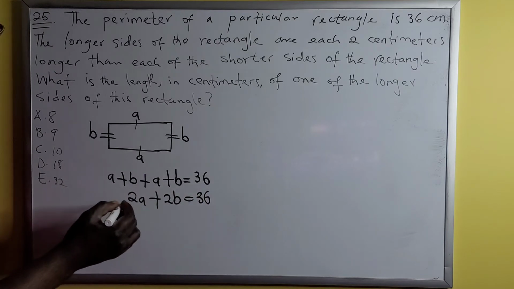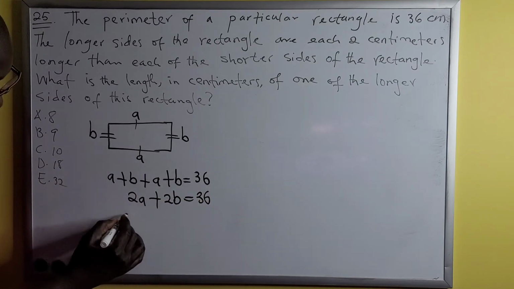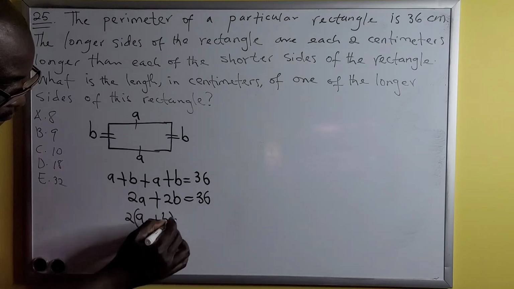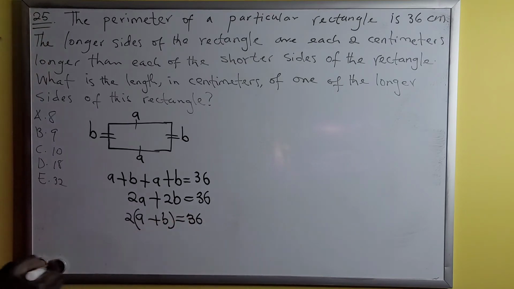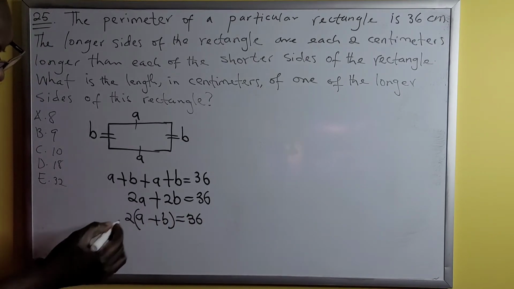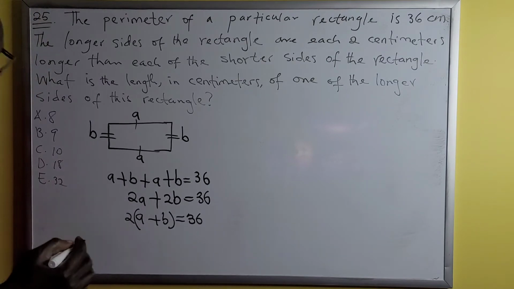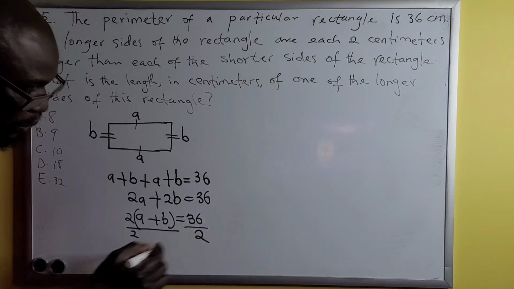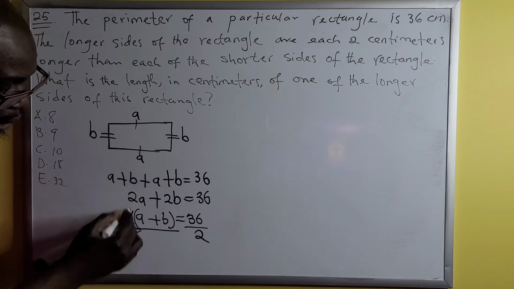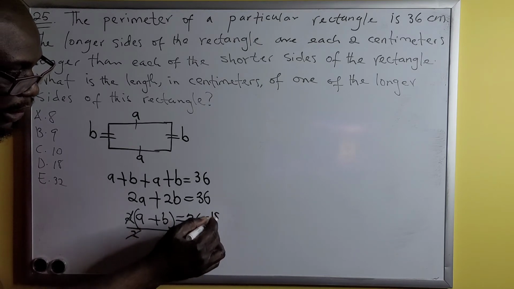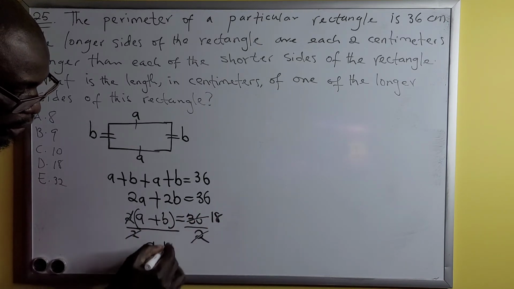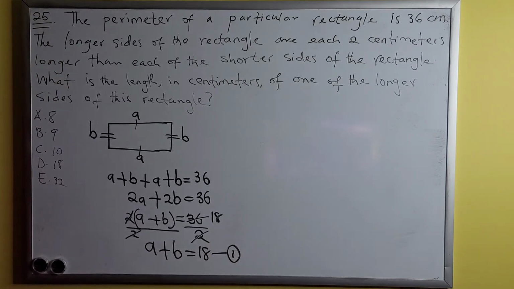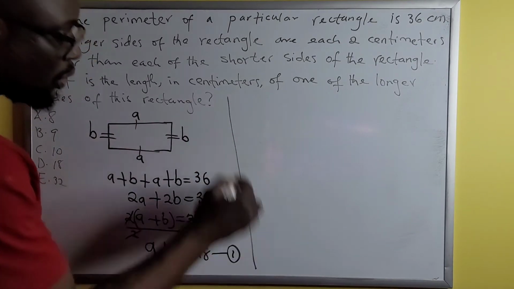So you can see that 2 is common to all of them, so you can take the 2 out. Factorization: 2 times A plus B is equal to 36, right? So divide both sides by 2, so you can eliminate this 2 right here. If you divide this side by 2 and that side by 2, the 2 is eliminated here, and the 36 gives you 18. So A plus B is equal to 18. Let's call that equation 1, okay? Because we need to solve this.